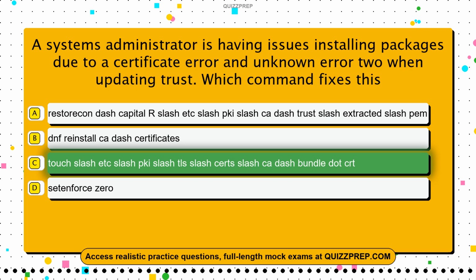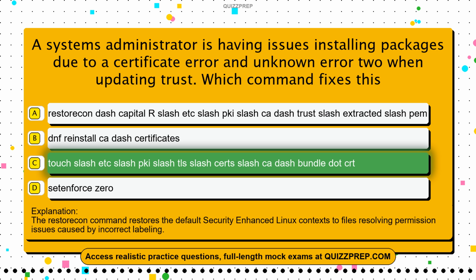The correct answer is option C, touch /etc/pki/tls/cert/ca-bundle.crt. The restorecon command restores the default security-enhanced Linux context to files, resolving permission issues caused by incorrect labeling.